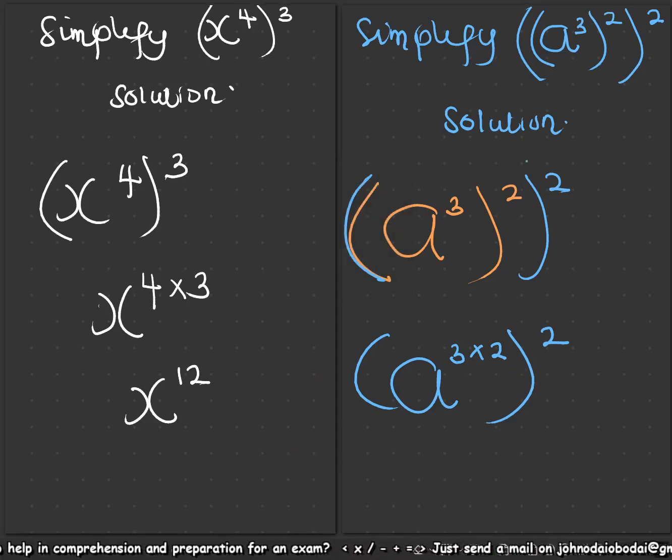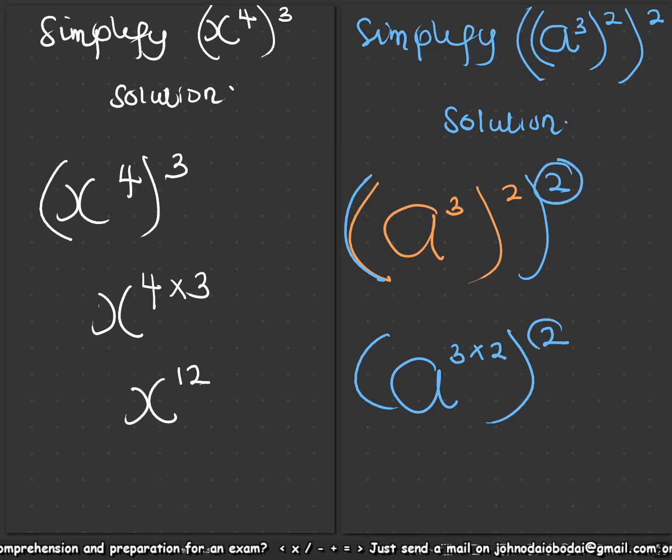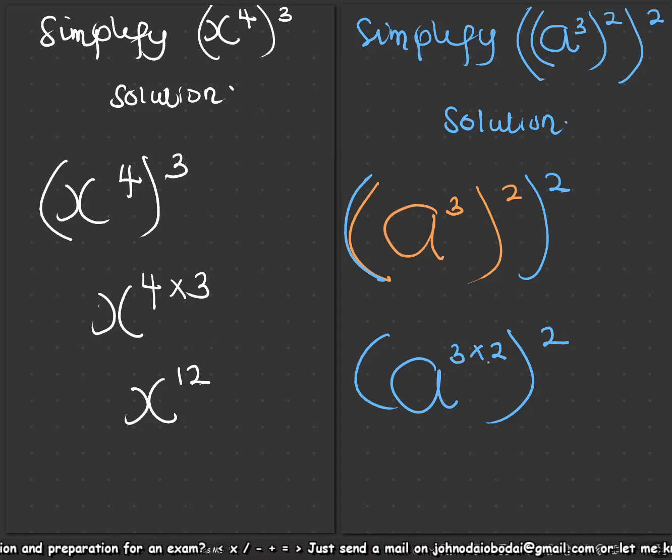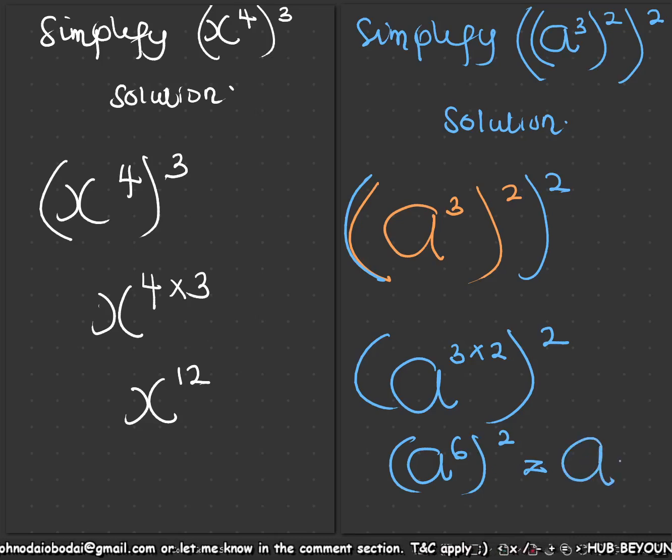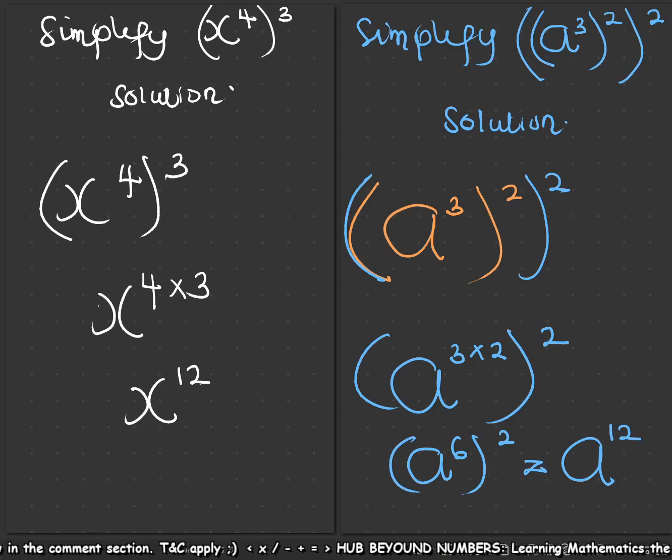Then now we are left with this 2 over here. We know 3 times 2 gives us a 6. So you have a to the power 6, all squared. And this again requires us to apply the power rule. So you have a raised to the power 6 times 2, which gives us what? a to the power 12. As simple as that.